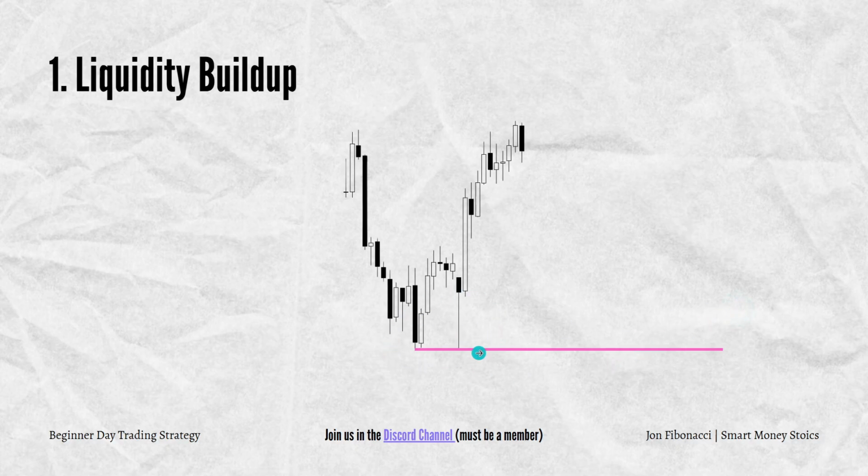So if I'm going to attack that level, I usually want to mark it with a horizontal line of some sort, or a horizontal ray from whichever one is the lowest. In this particular instance, when they are equal, that is perfect. When the low on the right is slightly higher, that's even better, but we'll talk about that in a different video. All right, but the point is we want to see a buildup of liquidity.